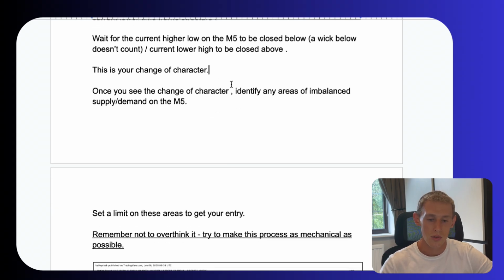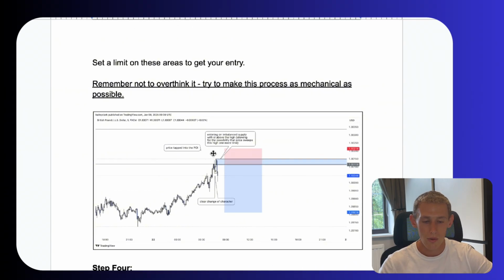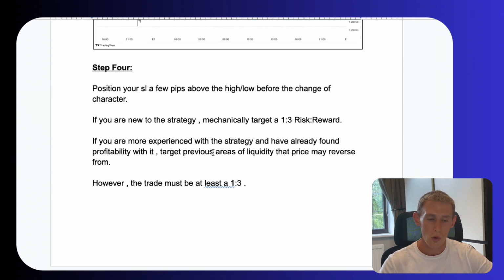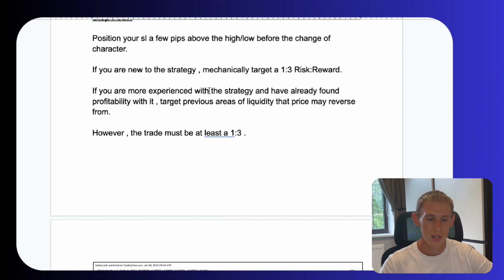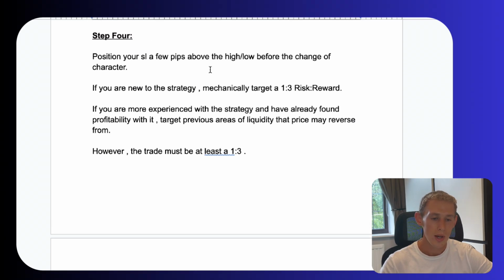I'm then simply entering on an imbalance that was created by price, and I'm setting a limit on these areas to get my entry. Step 4, this is when things really start to become crystal clear and more mechanical, is once I'm in the trade, I'm simply mechanically going to target a 1 to 3 risk to reward.